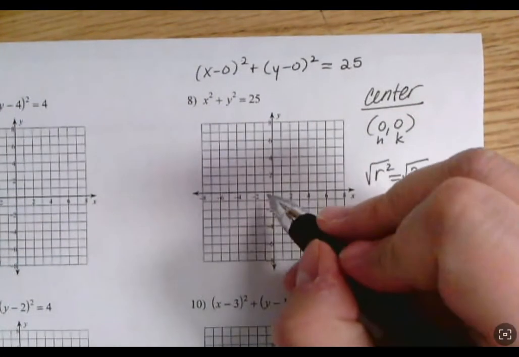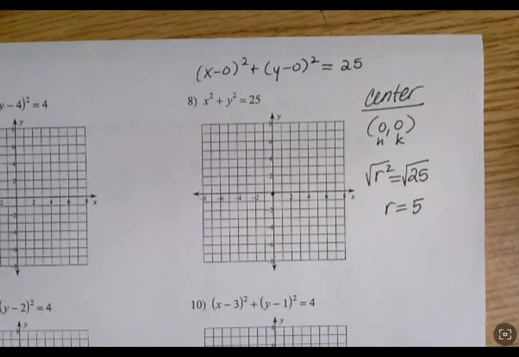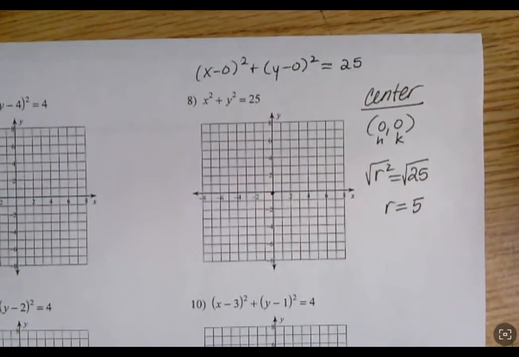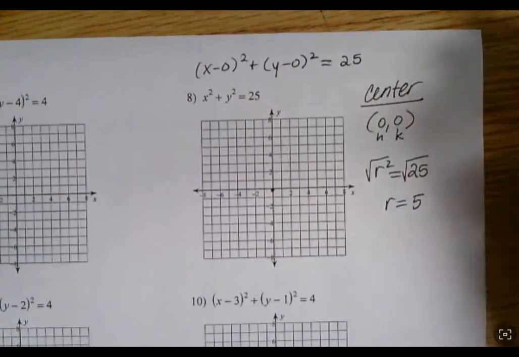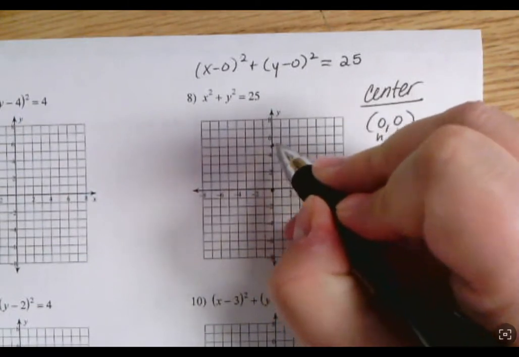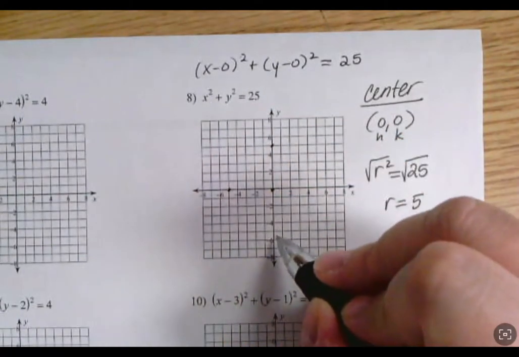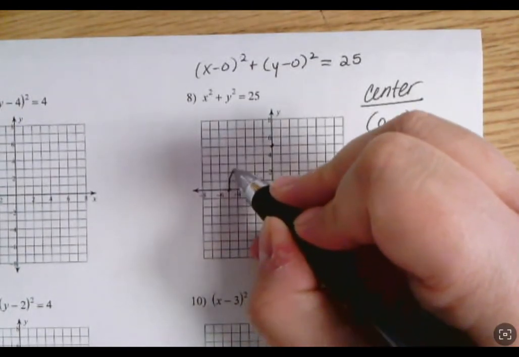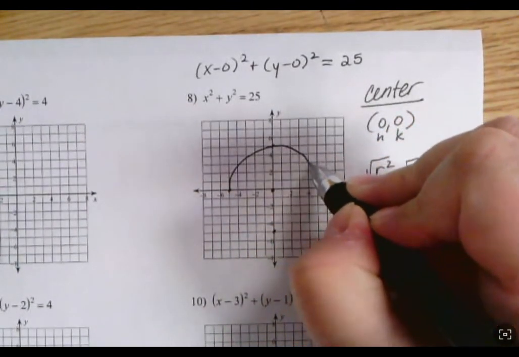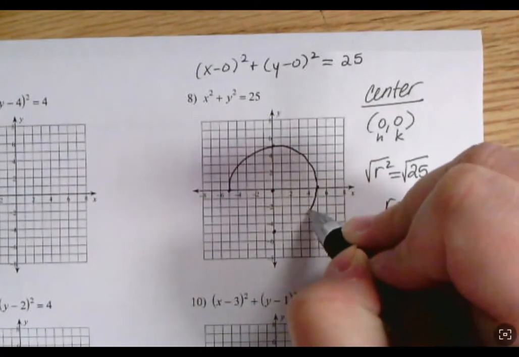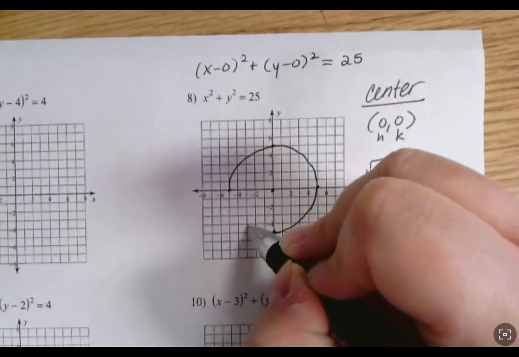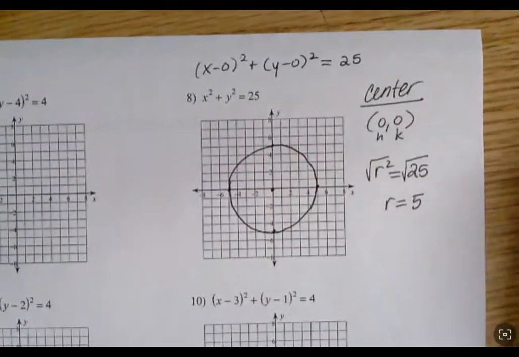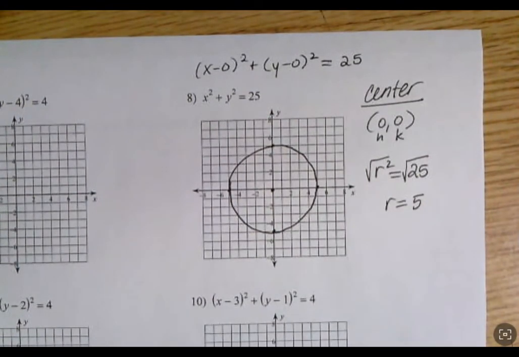So my center is at the origin, 0, 0, and I have a radius of 5, so I'll go up and down and left and right 5 and make marks and try to hit those marks when I draw my circle. Not too bad. Not perfect, but not too bad.